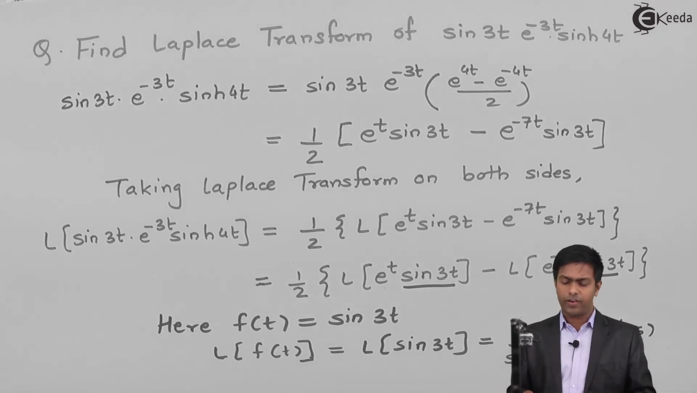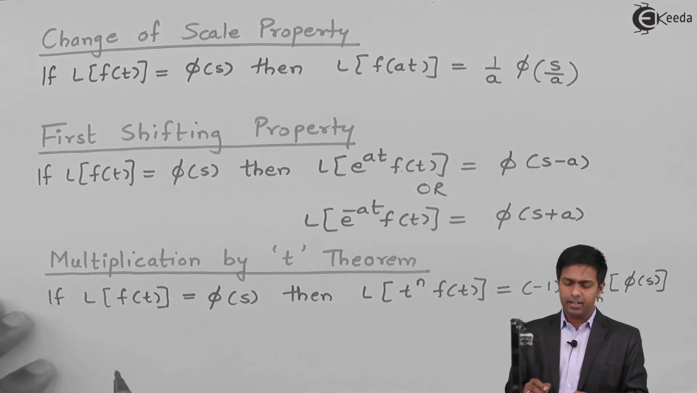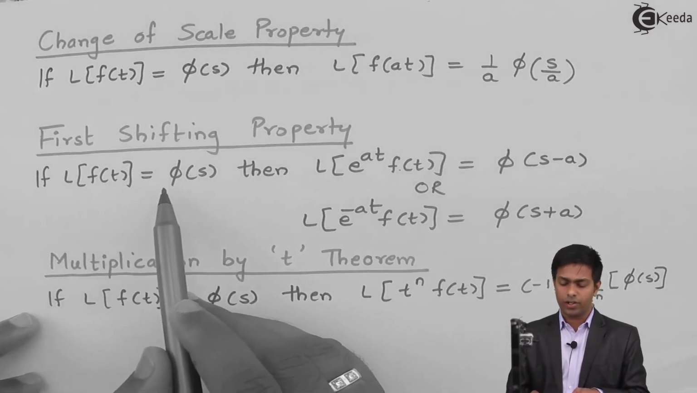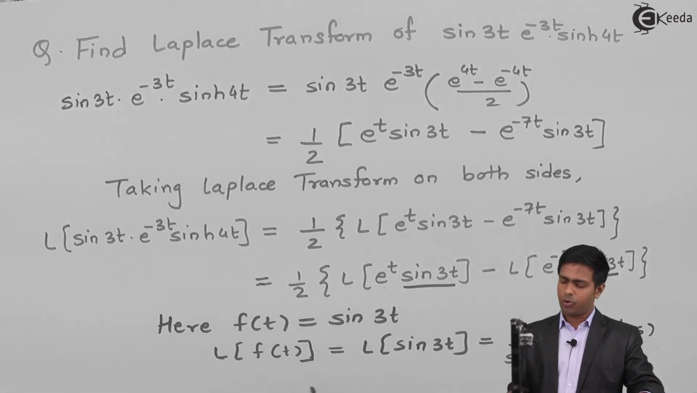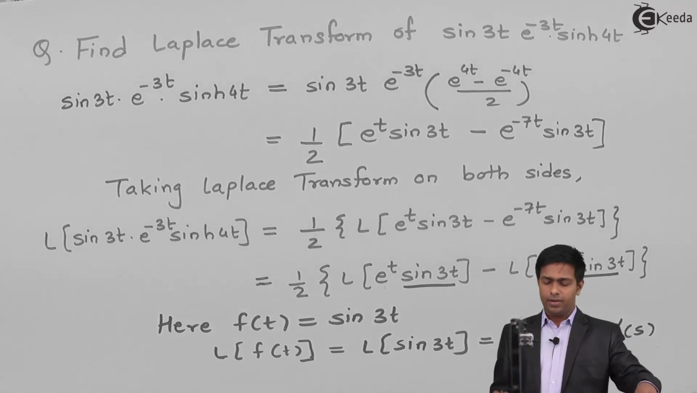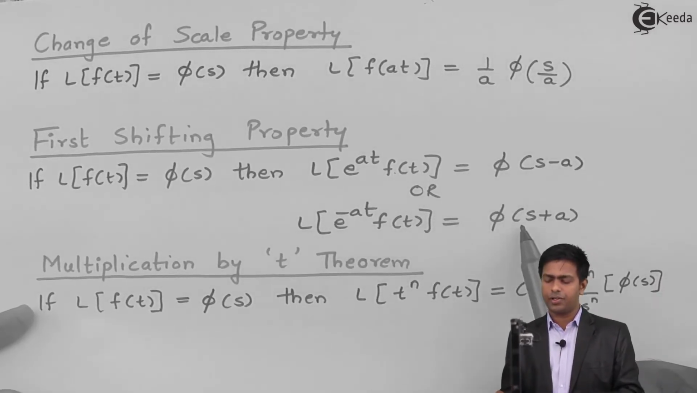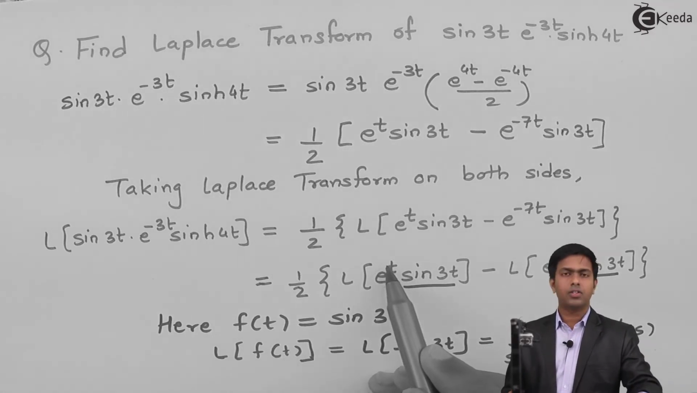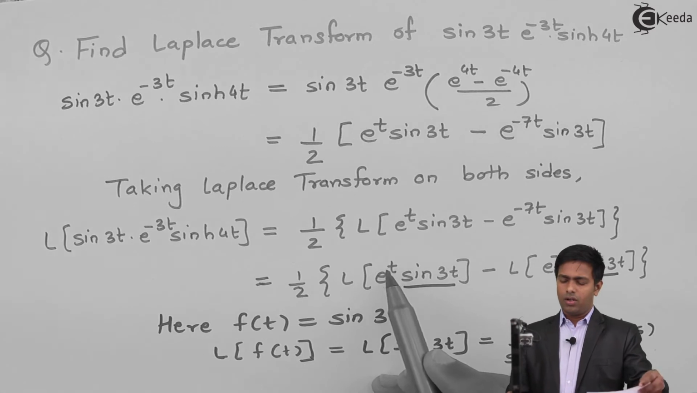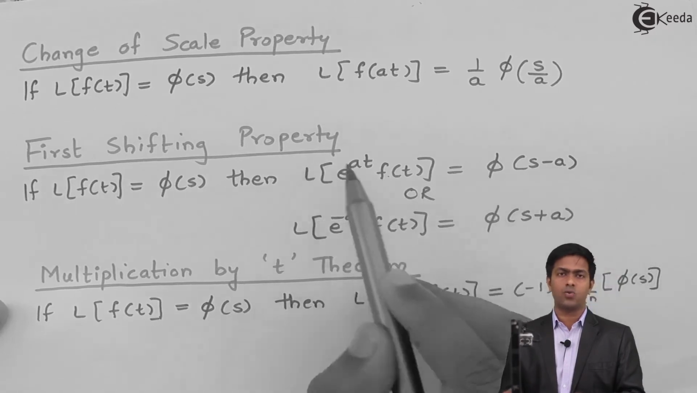Now why am I calling it phi of s? Because in the property of the first shifting theorem, we are saying that Laplace of function of t is function of s. So here Laplace of function of t, I am calling it function of s. Now from this function of s, we are going to find out function of s minus a and function of s plus a. Now in the first term, here a is 1, so a is positive. So by this result we will get phi of s minus 1, because a is 1.